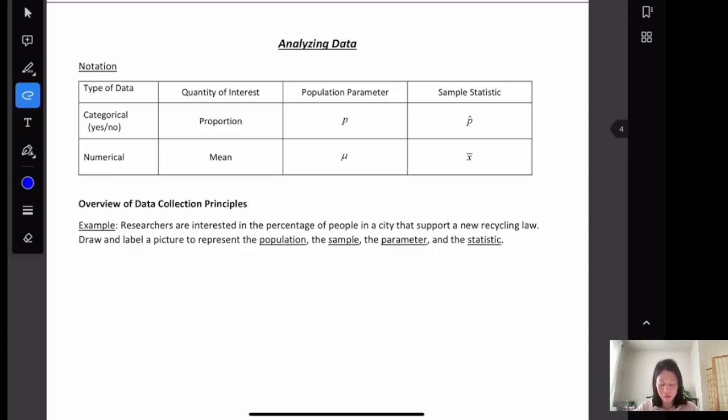Hello, in this video I'm going to talk about how we analyze data. We have two types of data, categorical and numerical. For categorical data, the quantity of interest is the proportion. When it comes to numerical data, we will investigate the mean. For the population parameter, we use P, and for the sample statistic, we use p hat.